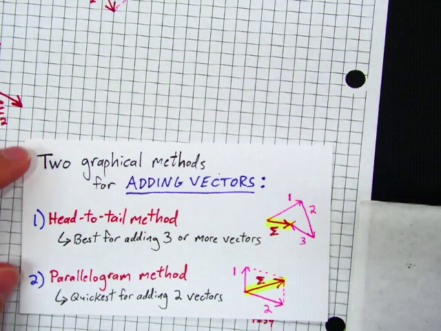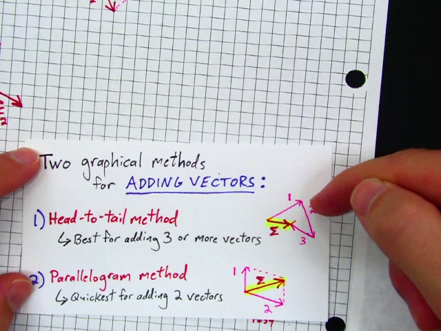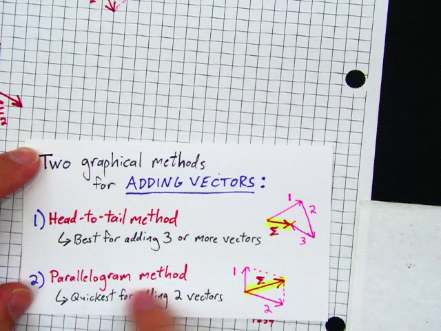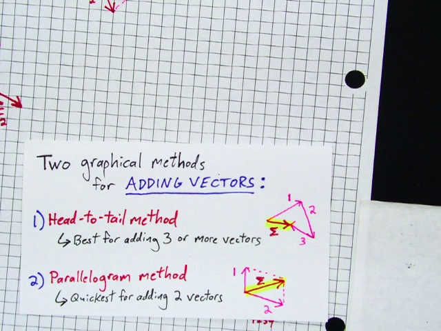You'll also find that to do the head-to-tail method, you pretty much need some graph paper to do it accurately. However, the parallelogram method can often be done freehand, even without graph paper, so that makes this more convenient at times as well.